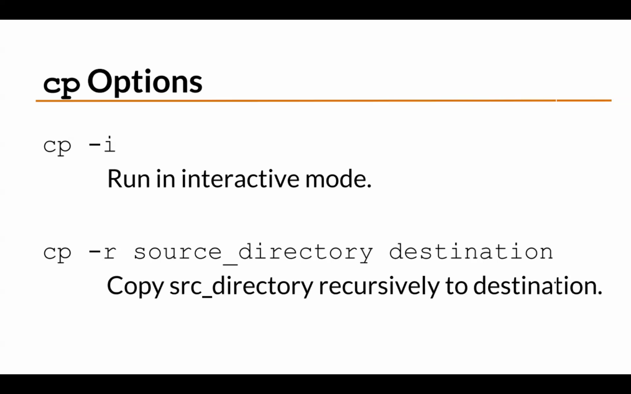To run cp in interactive mode, you can use cp -i. If the destination file exists, cp will prompt you before it overwrites the file. If you use cp -r, source directory and destination directory, cp will recursively copy the source directory into the destination directory. If the destination directory does not exist, then it will create the destination directory with the contents of the source directory.